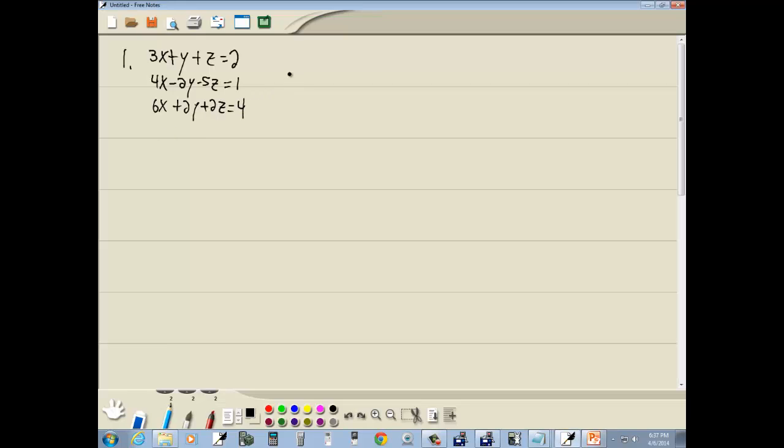Well, let's write down the matrices to go along with this. Now A is going to be the numbers off of our variables. So I'll drop the x, y, and z's and keep the numbers in their signs. So we got 3, 1, 1, 4, negative 2, negative 5, 6, 2, 2. So again, that's just the numbers off of the variable portion here. Okay, now our B will be our constant values on the right side, which will be 2, 1, 4.